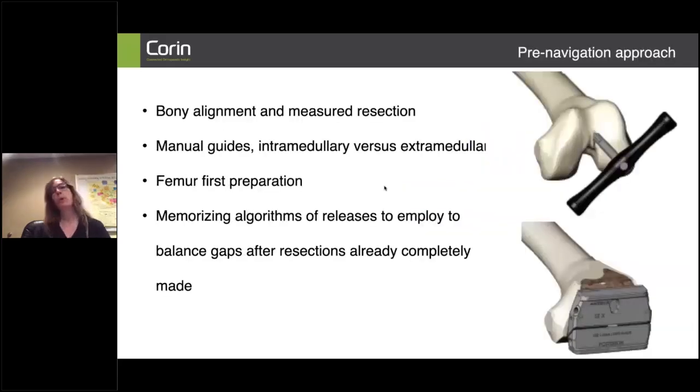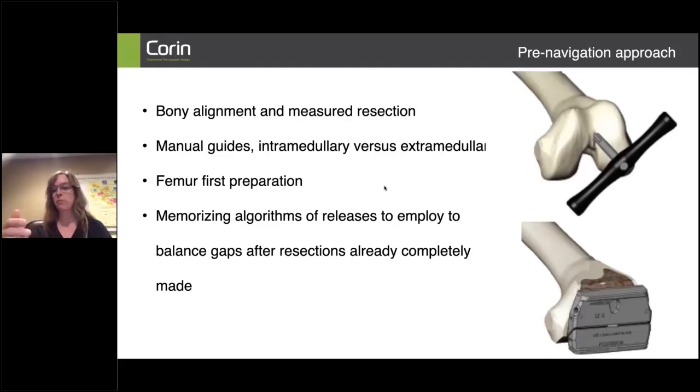So historically, what is it about myself that allowed me to adapt this technology easily? Going back historically, like many of you listening right now, you might have started with traditional knee replacement techniques. And indeed, when I first started here in Flagstaff in 2005, I did start without any navigation, so the traditional technique of intramedullary femoral guides, extramedullary tibial guides, and no navigation.